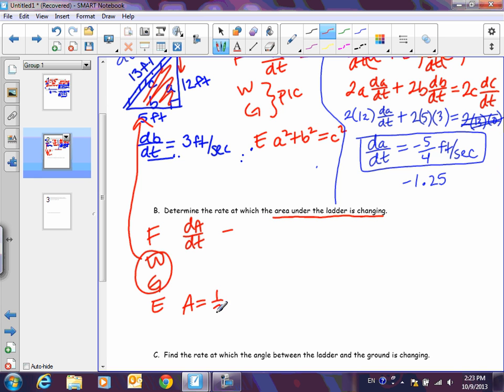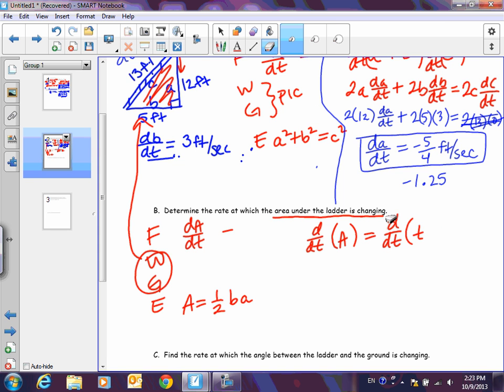Area, I'm going to actually write it as 1/2 base times A, because those are the variables that I have in the problem. So let's take the derivative. 1/2 BA, and B and A are both variables, so what am I going to have to do? Product rule. You thought you were going to get away without having to do product rule again today, right?